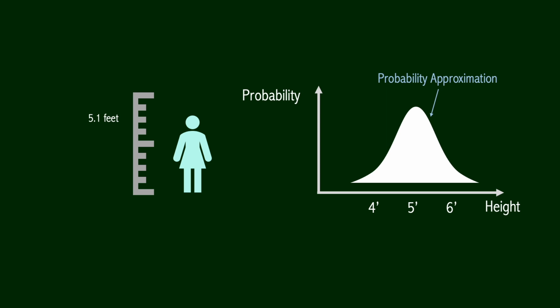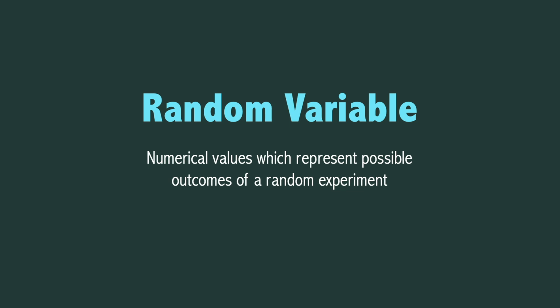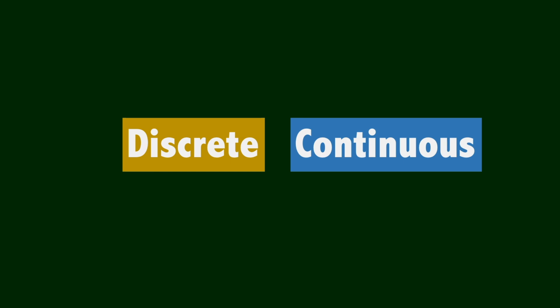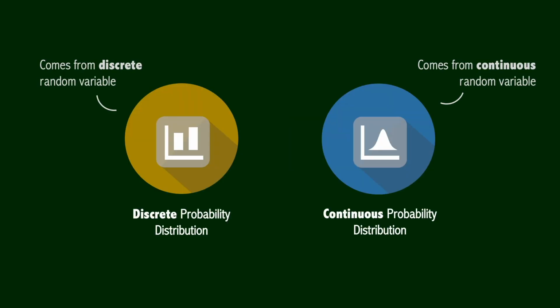Let's recap what we just learned. We talked about a random variable defined as a variable that consists of a set of numerical values which represent the possible outcomes of a random experiment. There are two types of random variables: discrete and continuous. We also learned that we can summarize these random variables using probability distributions, where we have the outcomes as well as the probability that we would observe those outcomes.